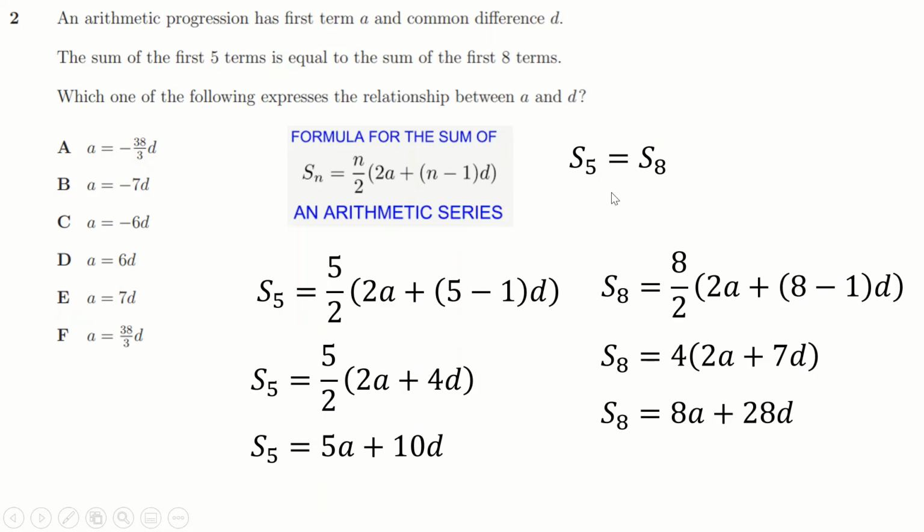But these two things are equal, right, as I've written. So this is equal to that. It wants this in terms of a, it looks like, because that's what the answers are in. So take away 5a from both sides, take away 18d from both sides. When you divide by 3, I think you'll find minus 60.